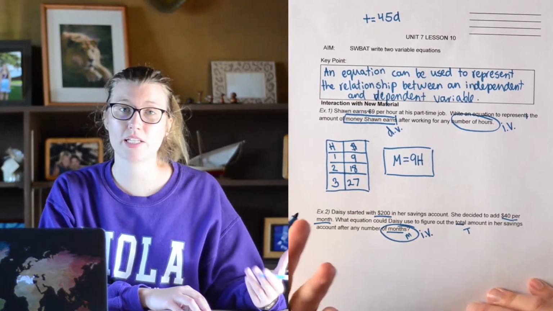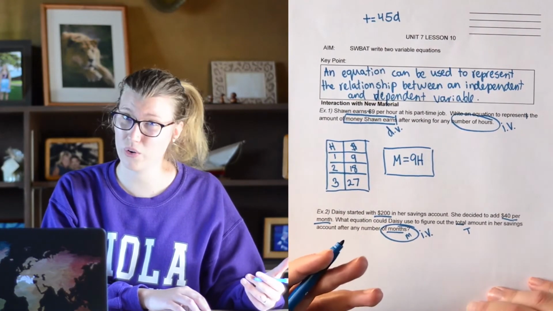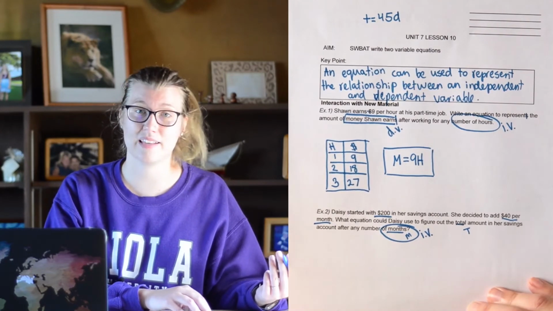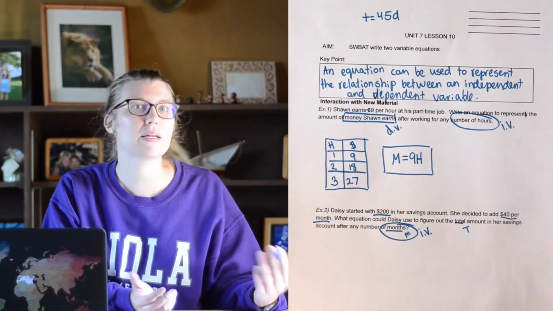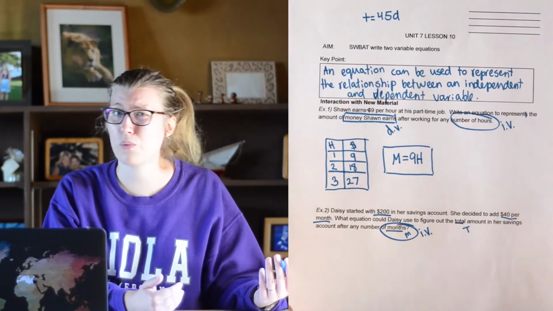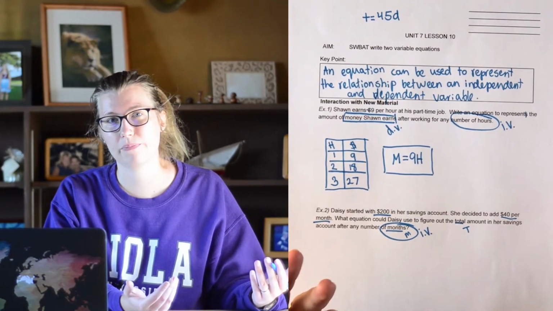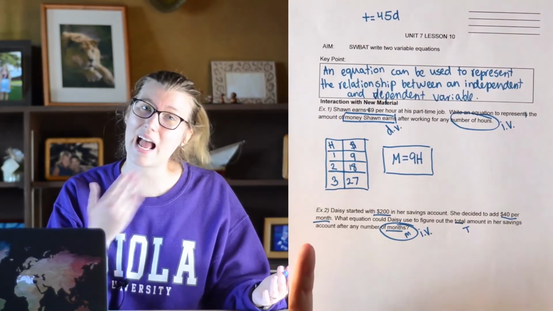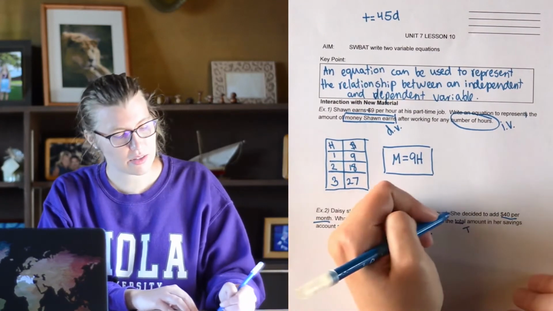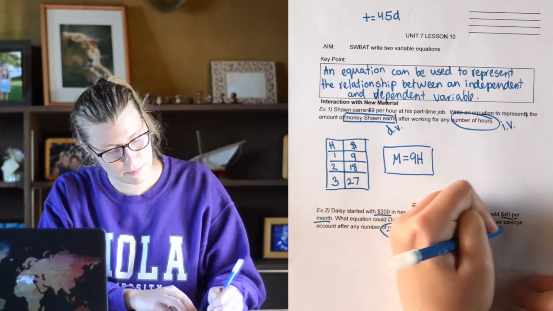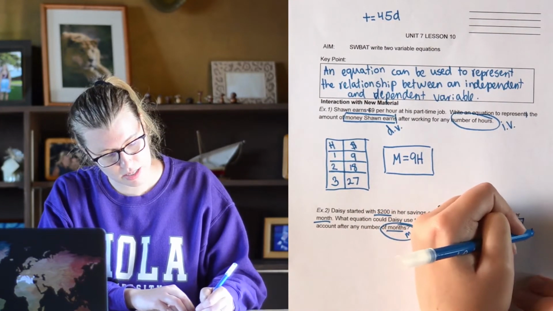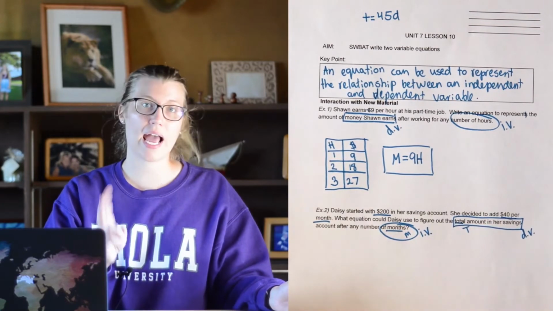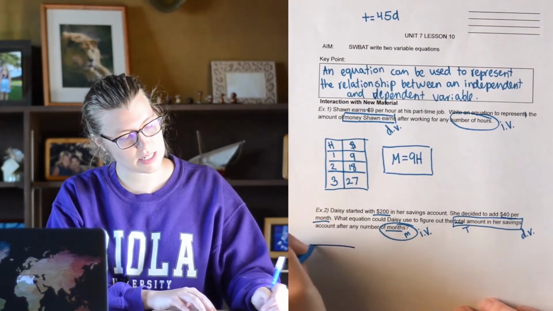So what does that mean for my total? Well, my total depends on how many months I've been doing this, right? If it comes to 12 months, I'm going to have a lot of money. But if it's only 1 month, probably not that much money. So it depends on how many months have gone by. So that is my dependent variable. Total amount of savings is my dependent variable. Okay, now I have those 2. I'm going to set up my table.